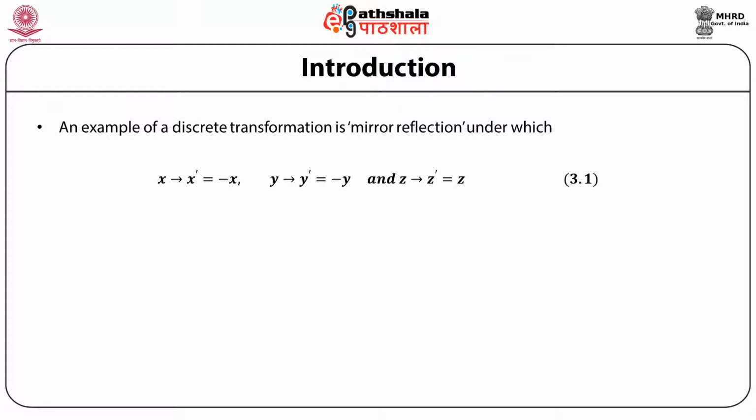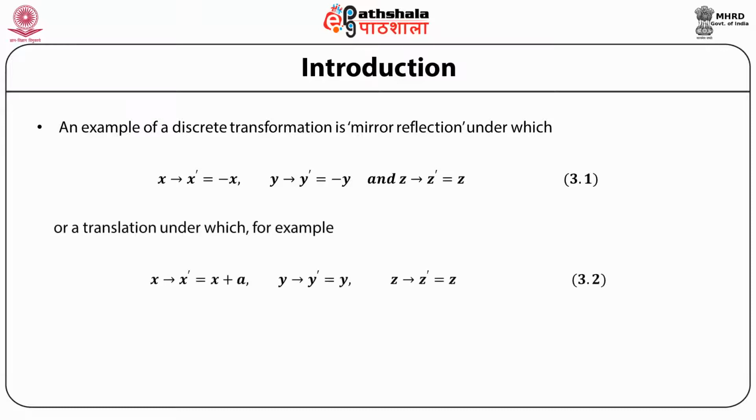So this mirror reflection is an example of a discrete transformation, in which the component goes to minus its value. We can also have a translational transformation in which, for example, we translate the component x to x prime, where x prime is given by x plus some fixed value a, and y goes to y prime equal to y, and z goes to z prime equal to z. That is, x is translated from the point x to x plus a, keeping y and z fixed.